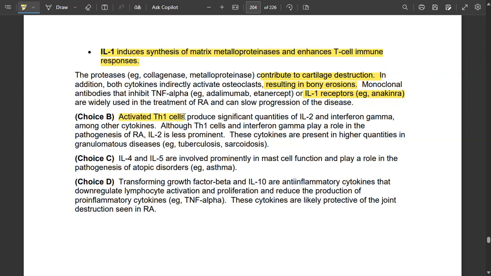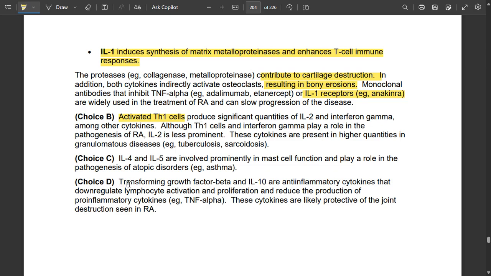Activated helper T cell 1 cells produce significant quantities of interleukin 2 and interferon gamma, among other cytokines. Although Th1 cells and interferon gamma play some role in the pathogenesis, interleukin 2 is not very significant. The cytokines are present in higher quantities in granulomatous diseases like tuberculosis and sarcoidosis. Interleukin 4 and 5 are prominently involved in muscle function and play a role in the pathogenesis of atopic disorders like asthma.